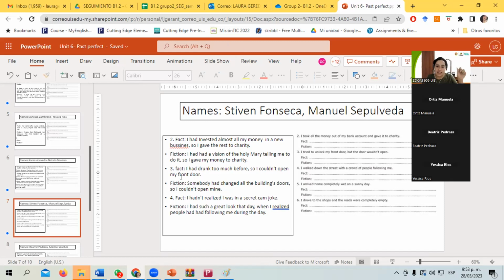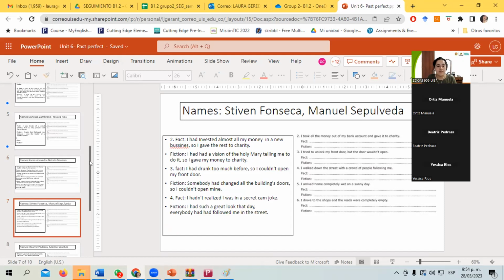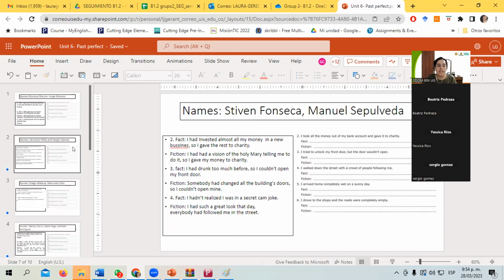Number 3, they say they unlocked the door, but the door wouldn't open. The fact is that I had drunk too much the night before, so I couldn't open. Había tomado mucho antes, no la pude abrir. Or the fiction is that somebody had changed all the building's doors, so I couldn't open mine. La ficción es que alguien había cambiado todas las puertas del edificio, entonces no pude abrir la mía. Okay? So you can use this as inspiration to finish your own sentences, all right? I will check this tomorrow, maybe in the afternoon, so you can complete it if you need, okay?